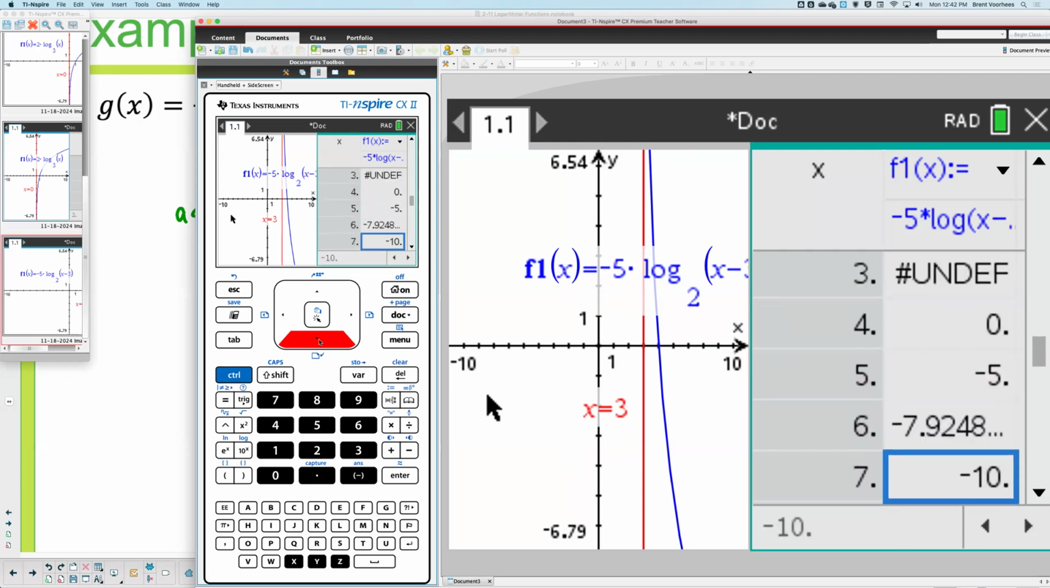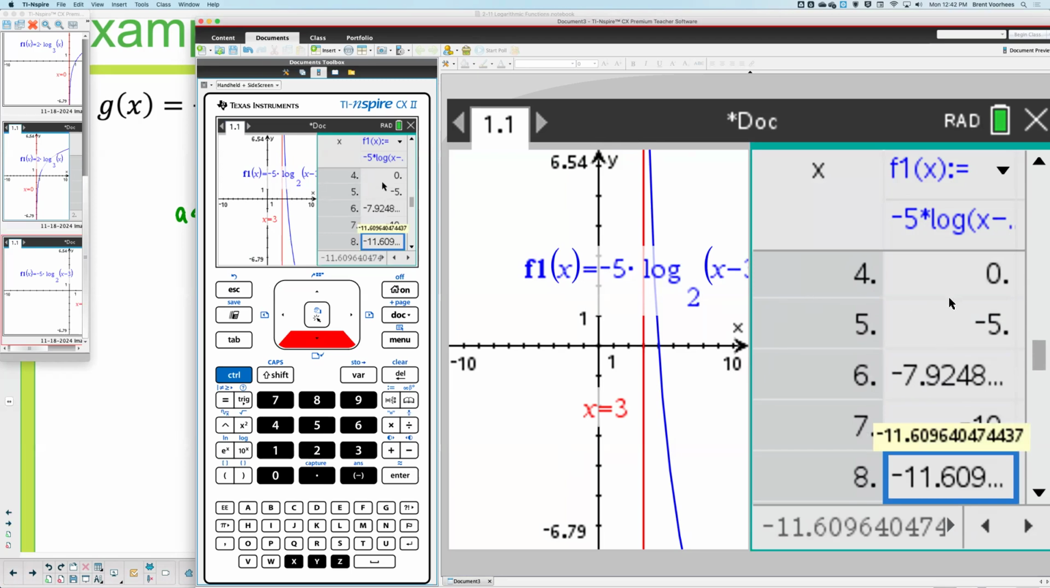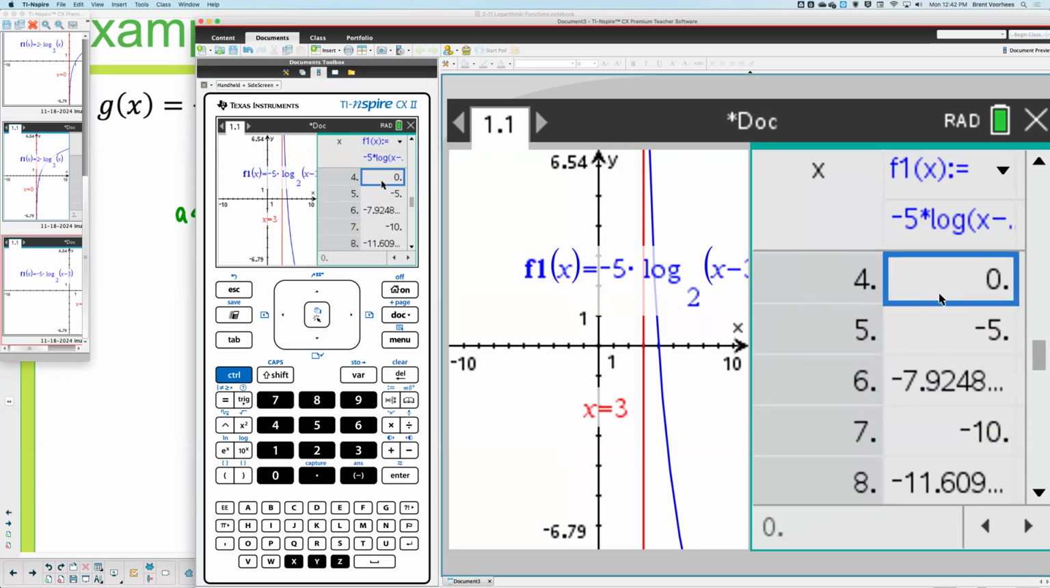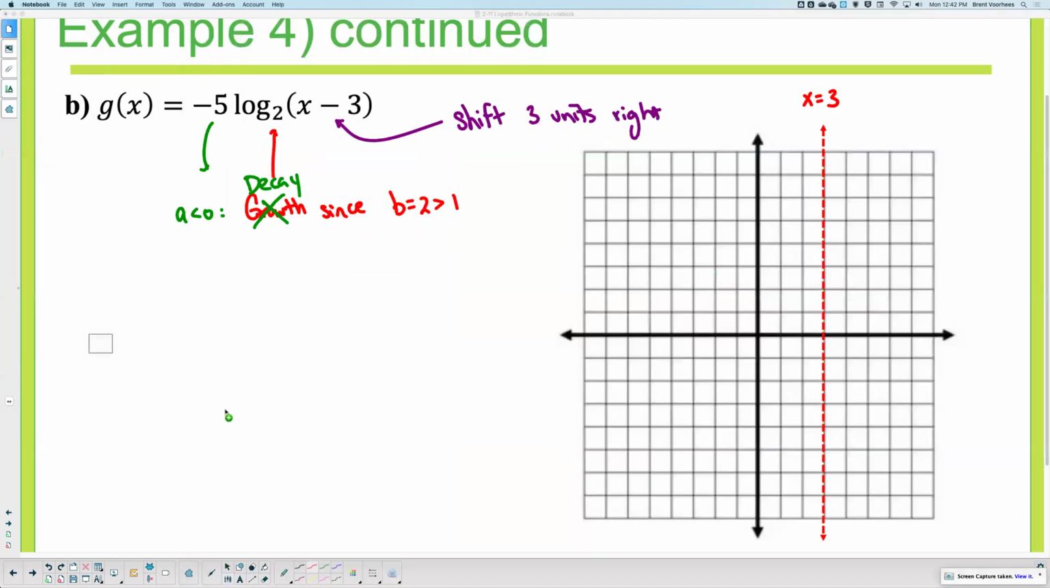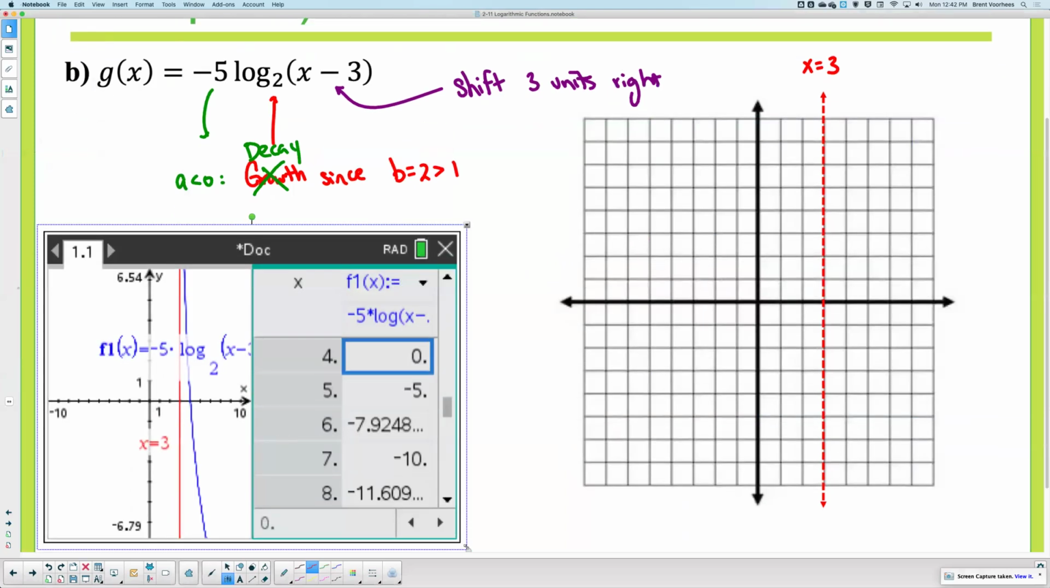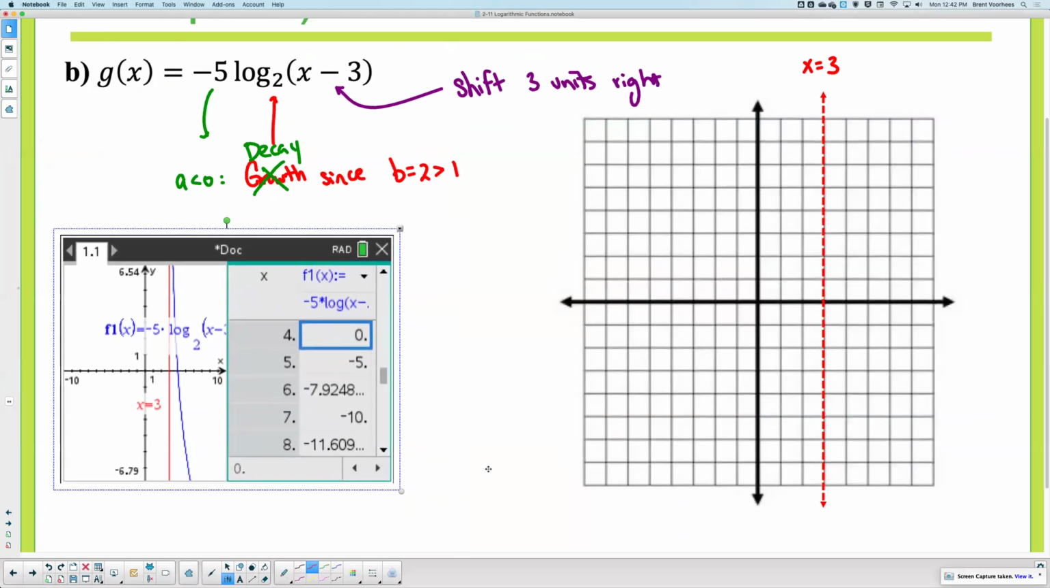But then here's our good points. I'm gonna come here where I can get, looks like 3 good points: (4, 0), (5, -5), (7, -10). Let's get those points on our note packet. So I'm gonna plot that in right here. So the first point it says is good is (4, 0).